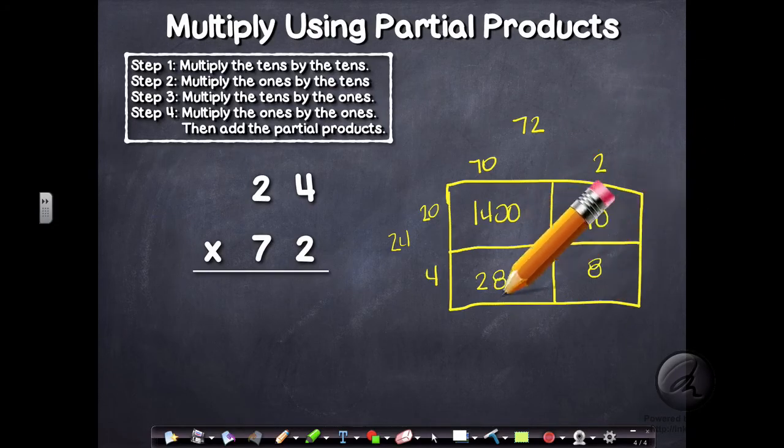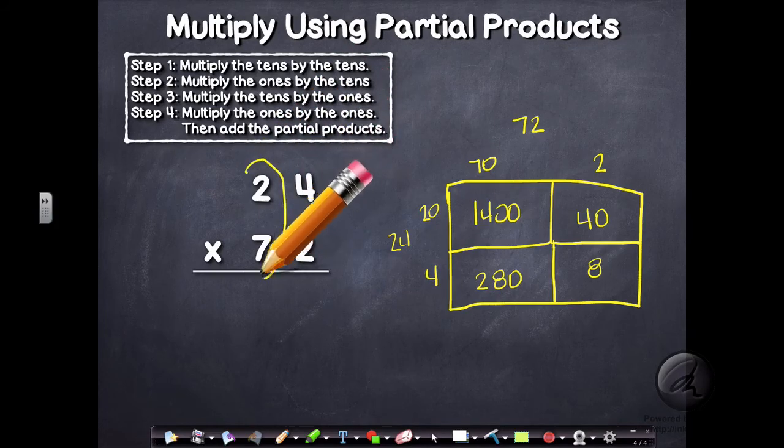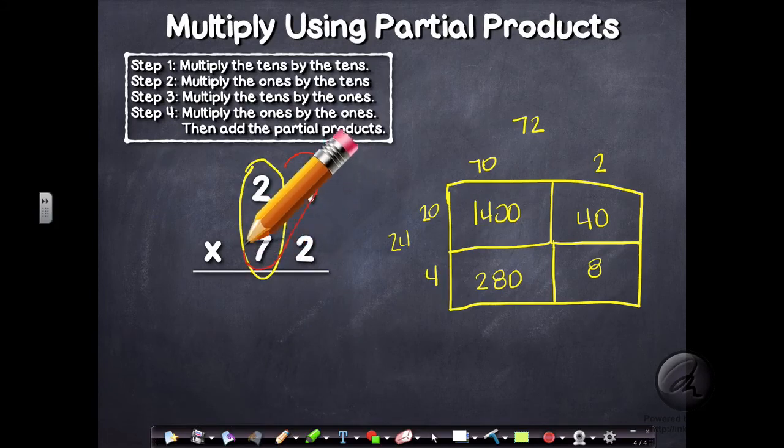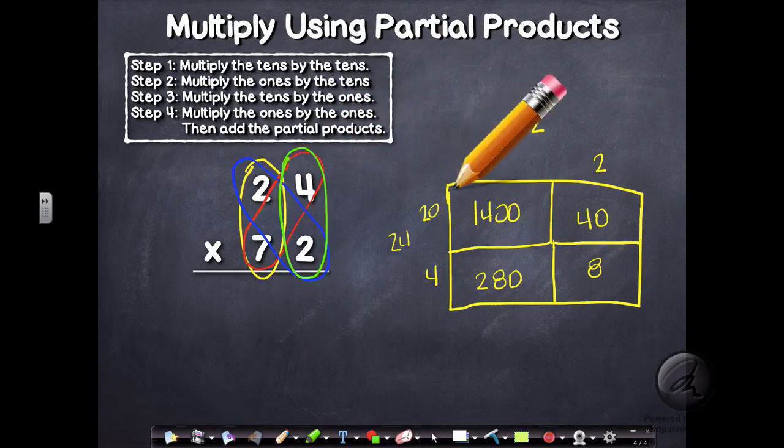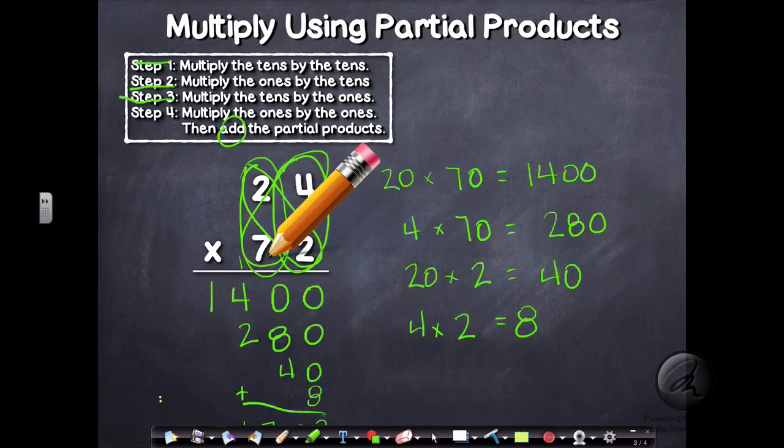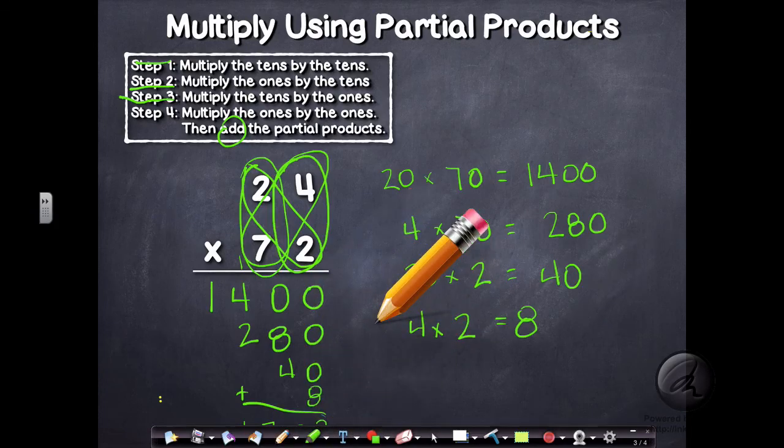The only thing is we just didn't draw out this model. We just figured out all those things by following that pattern. Tens times tens, ones times tens, tens times the ones, and then the ones times the ones. Okay, so we took all of those steps. Instead of drawing out our area model, we just did them, wrote them down. 20 times 70, 4 times 70, 20 times 2, and 4 times 2 gave us our partial products. We added up our partial products to get the final answer there at the bottom.